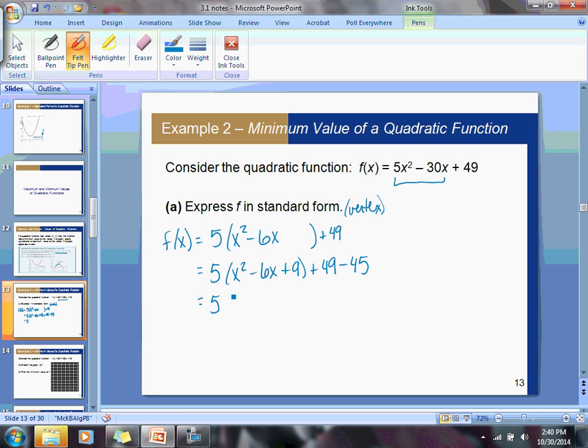Then I'm going to factor, and this is always going to be a perfect square trinomial. So the factors of 9 that get me to 6 are going to be 3 and 3, and I would need it to be a minus 3 squared, and plus 4. So there's my vertex form or standard form of the function.